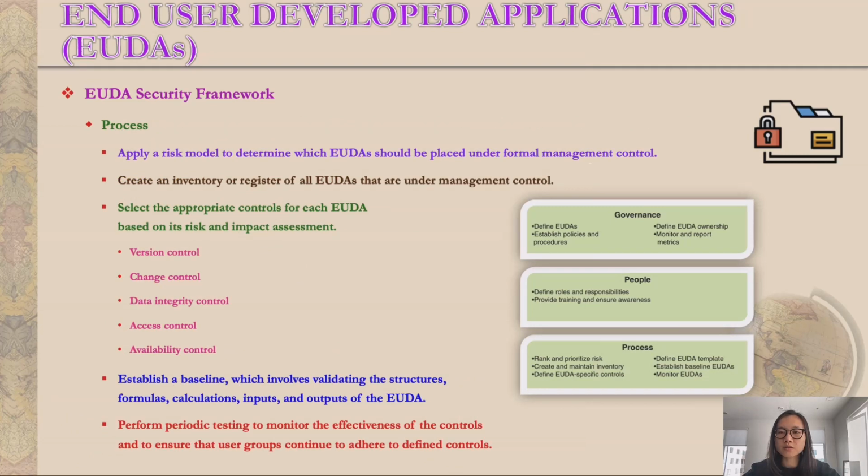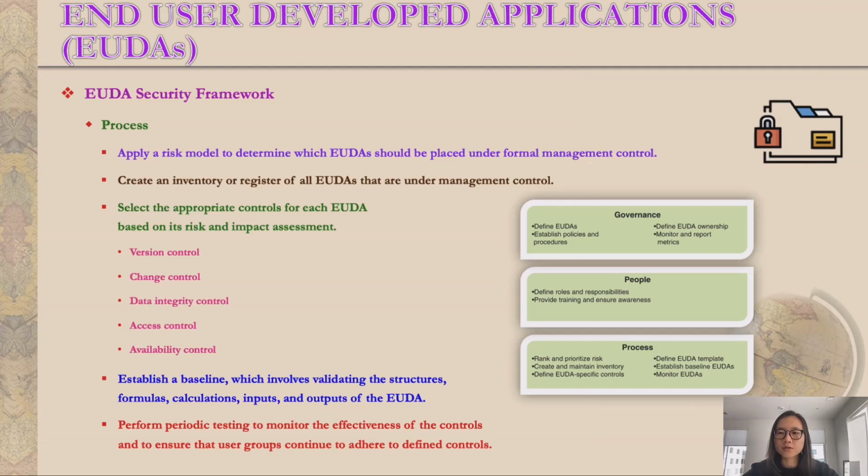Management's top concerns with respect to end-user developed applications are the potential risks of any given application. The risk assessment concepts discussed in Chapter 3 should be applied here. For each end-user developed application, the application owner applies the risk model to determine which applications should be placed under formal management control. As with IT-developed applications, as part of application portfolio management, there should be an inventory or register of all end-user developed applications that are under management control.